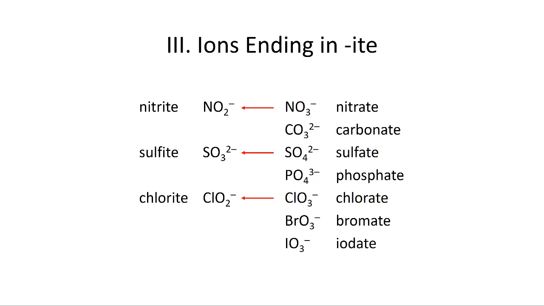Now that you've written chlorite in your notes, can you figure out the pattern to see what bromite and iodite are? Hopefully you came up with that they both have 2 oxygens and a -1 charge. So go ahead and write bromite and iodite in your notes.